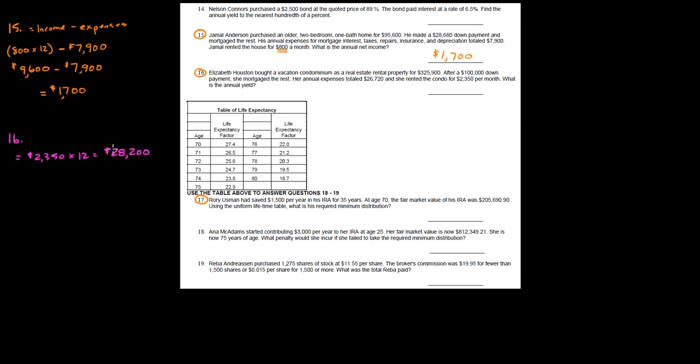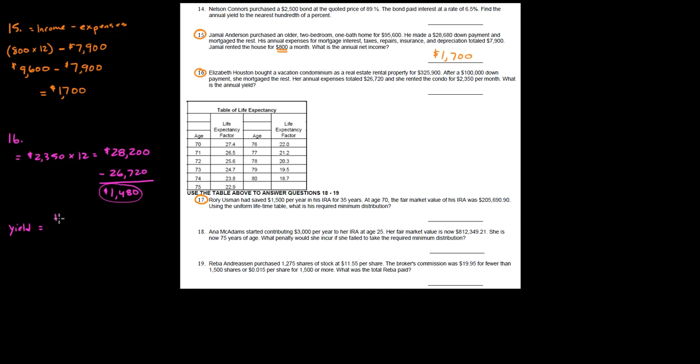is the income. The expenses, it says here, are 26,720 a year. So if I subtract the 26,720, that leaves me with $1,480 in net income per year. But the question is, what is the yield? And remember, the yield is the amount of income per year divided by the original investment amount.